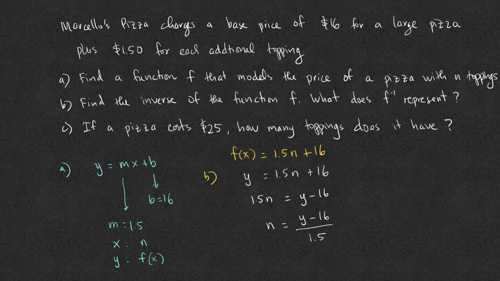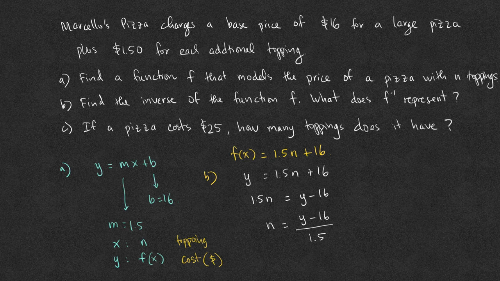In a word problem, we are not going to interchange x and y because each of these variables represents something. Specifically, y represents the cost in dollars, and n represents the number of toppings. And so we will not be able to switch the two variables. We will have to keep the same variables in this case. But if anything, this is the inverse function.